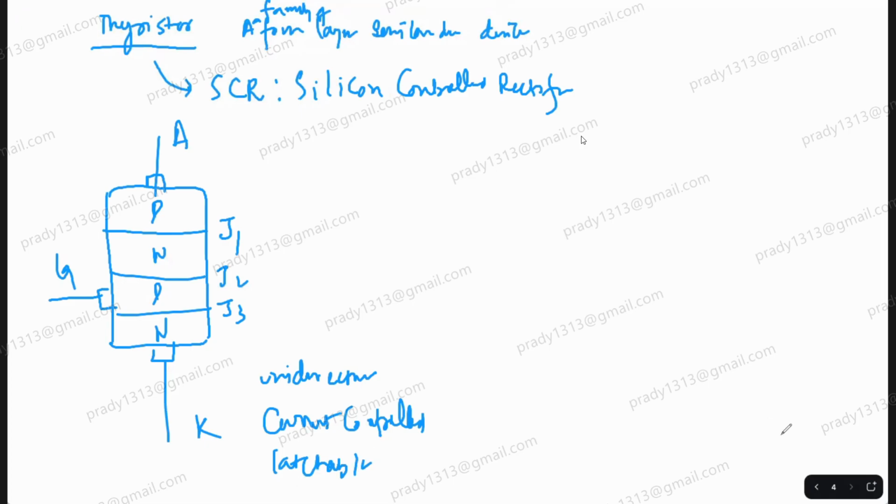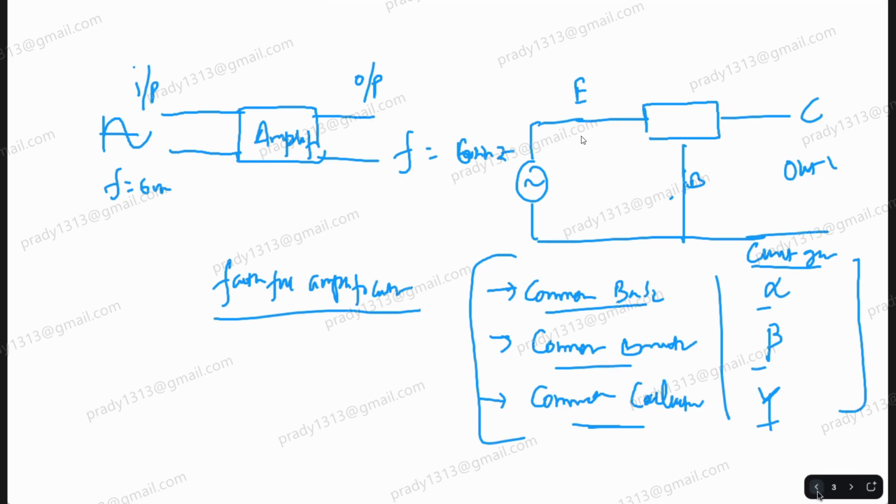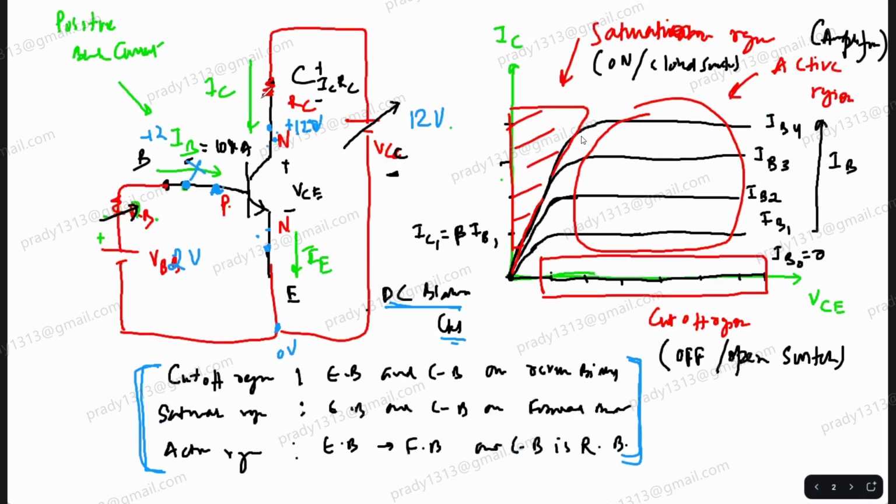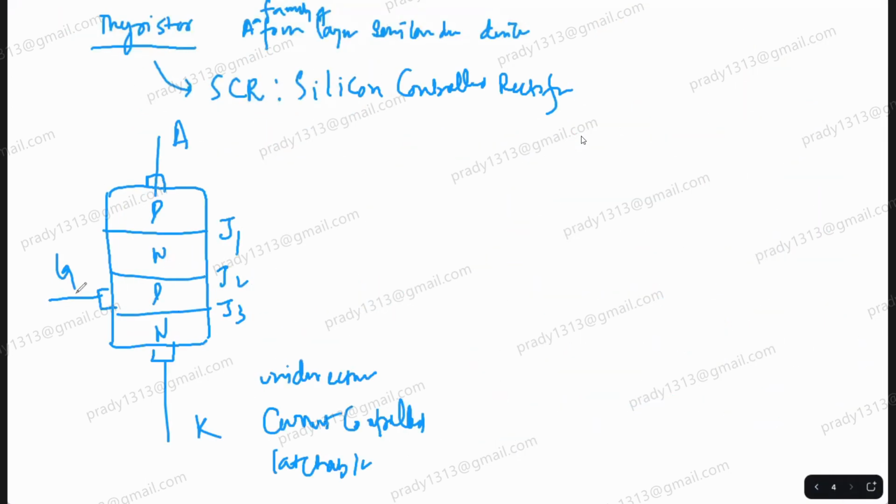What is a latchable device? See, in a BJT, if I remove the base current, will it conduct? No, sir. In an SCR, if you remove the gate current, it will keep on conducting if you maintain some condition. So in that context, we are saying that it is a latchable device. It can get latched or locked into a conducting state. Okay, so we'll discuss it.